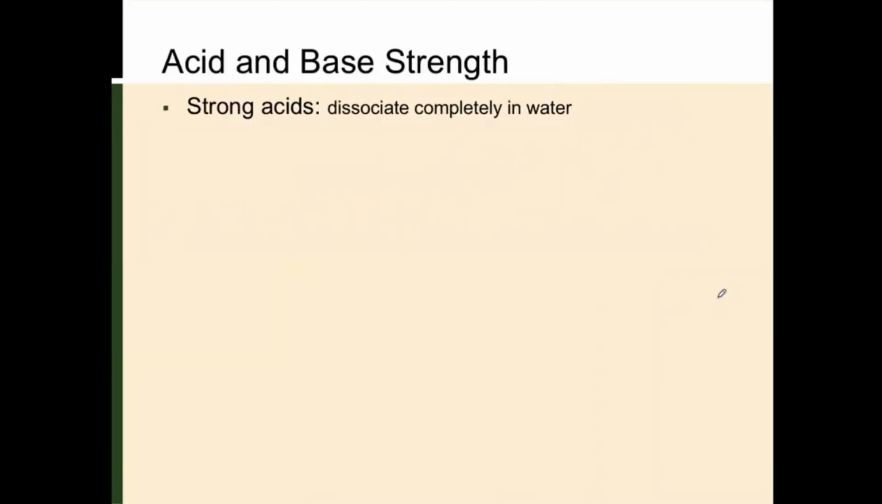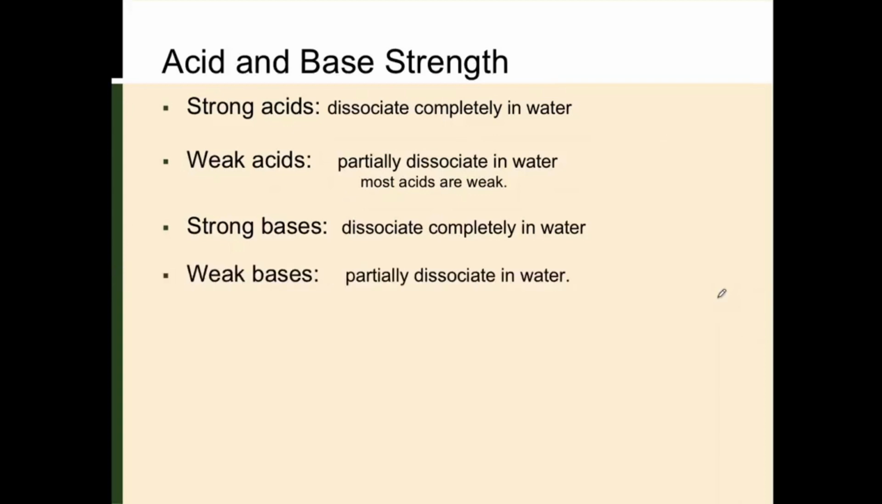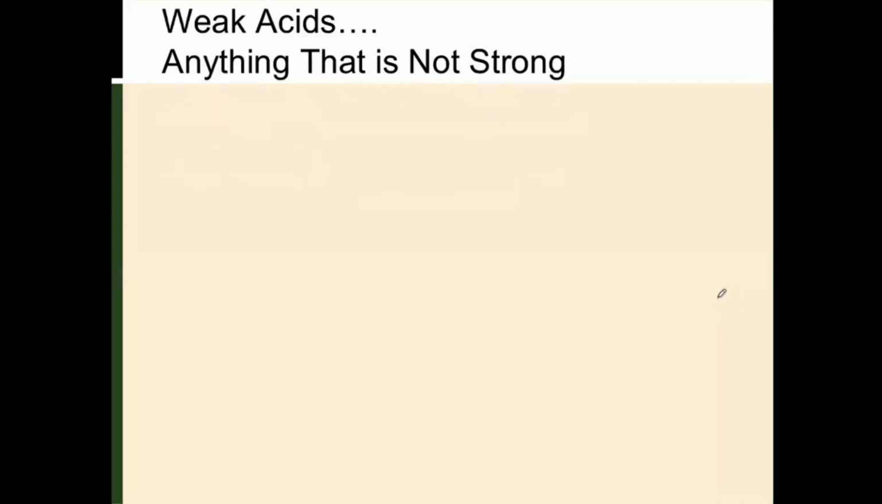Acid and base strength. Strong acids dissociate completely in water to form their ions. They ionize completely. Weak acids partially dissociate in water. Most acids that you will encounter are weak acids. There are very few that are actually strong acids. Strong bases also dissociate completely in water, for example Arrhenius bases. Weak bases partially dissociate in water. So weak acids are anything that is not strong. Strong acids are like HCl or sulfuric acid or chloric acid.